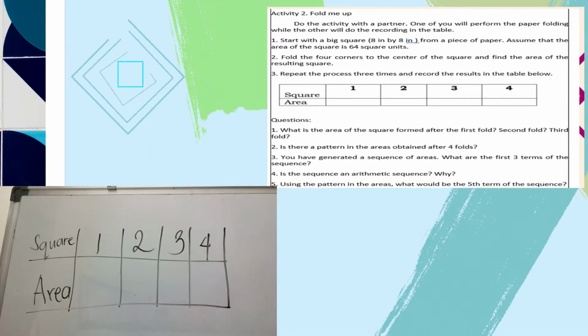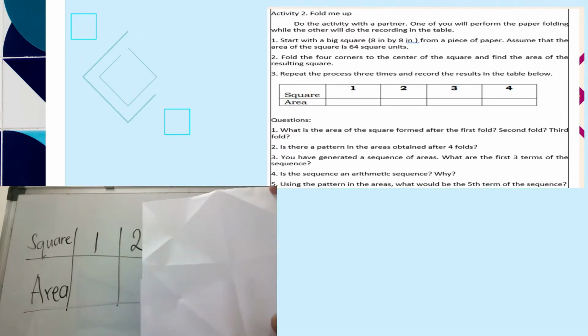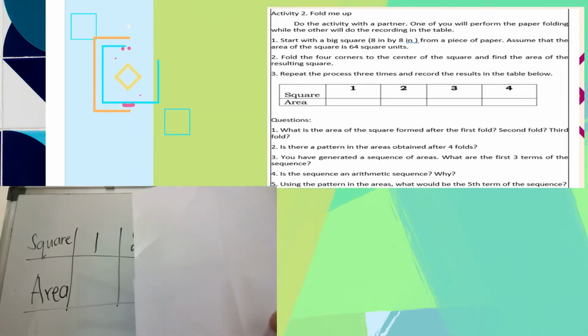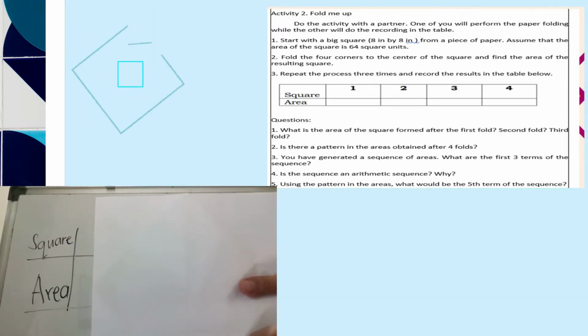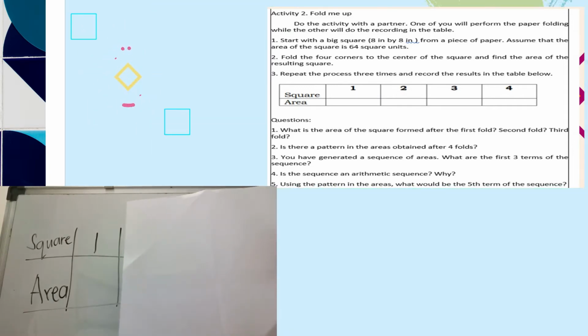So let's start with a big square. Let's suppose that this square is 8 by 8 inches, from a piece of paper. Assume that the area of the square is 64 square units. So let us fold the four corners to the center of the square and find the area of the resulting square. So let's have it.